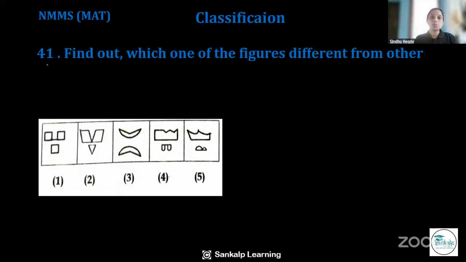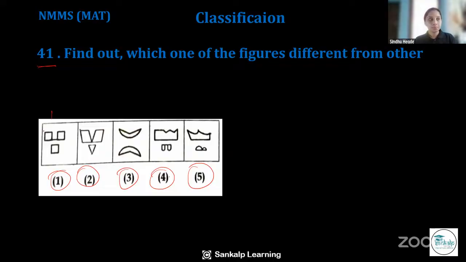Let us see question number 41. Find out which one of the figures is different from the others. The figures are like this: image 1, image 2, image 3, image 4 and image 5. All the images contain an upper part and a lower part. So on the basis of their shapes, we can differentiate which one is different.